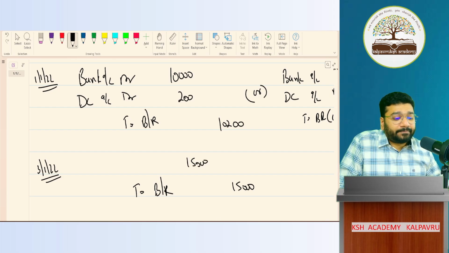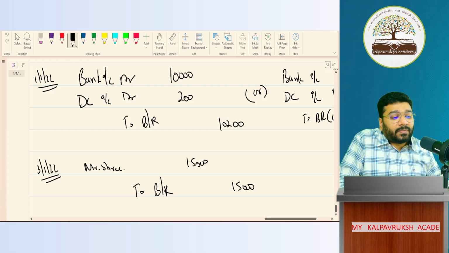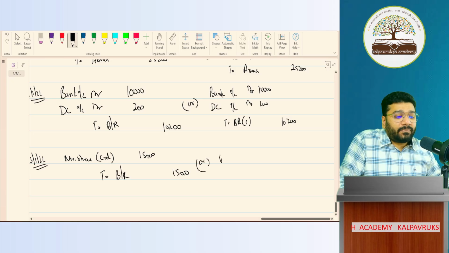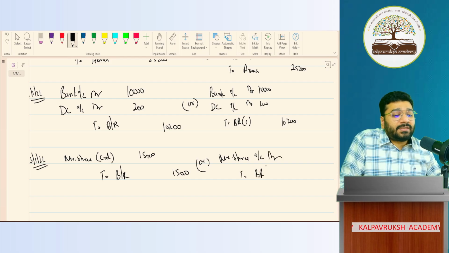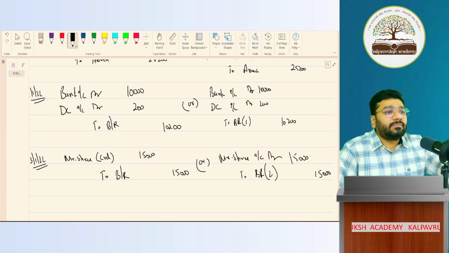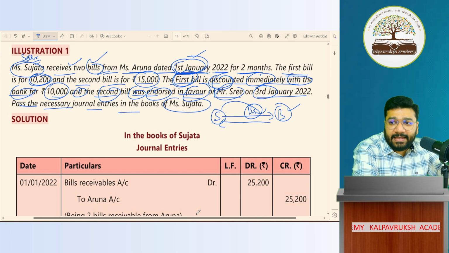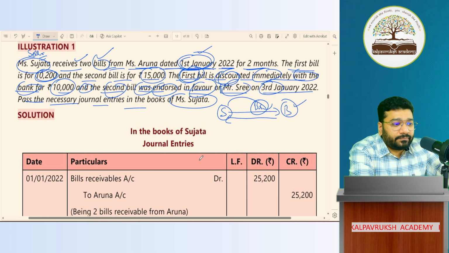Who is the party? Mr. Shri. Who is Mr. Shri? In bracket, write creditor. The entry: Mr. Shri account debit to bills receivable, in bracket, to how much? 15,000. Any further entries, please? Online people, any further entries? No? No, sir. That's all. Super.